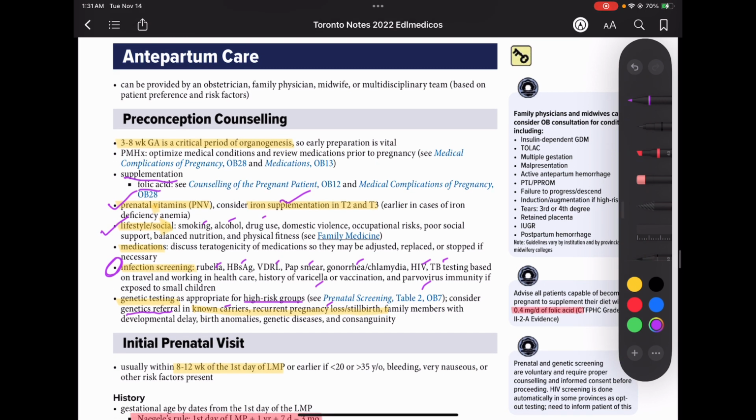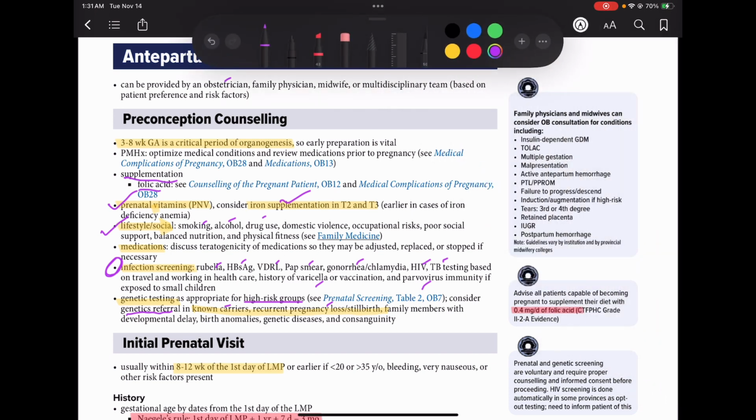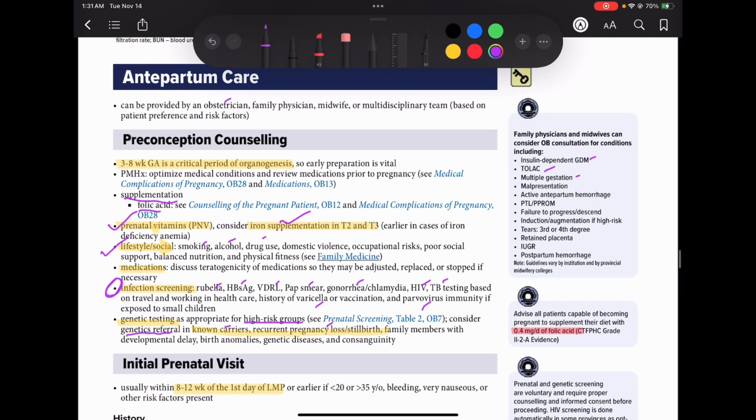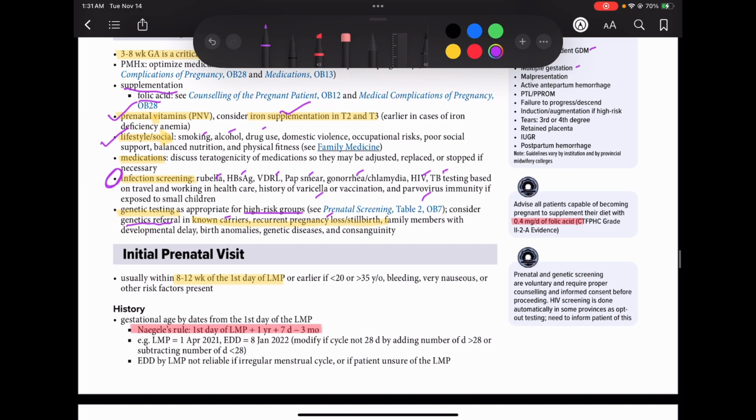And the antepartum care could be done by obstetrician, family physician, or midwife, but the family physicians and midwives can consider consultation for OB if there's any diabetes going on, trial of labor, multiple gestation, malpresentation, antepartum hemorrhage, or any of the complications. They would have to go for OB consultation.